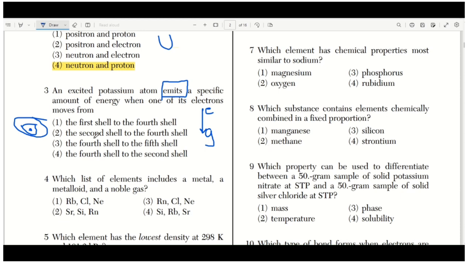Let's look at our answer choices. From first to fourth, that's going up. Second to fourth, that's going up. Fourth to fifth, that's going up. Fourth to second, that is going down. That is our answer right here, where energy is going to be released or emitted. Also, a fun fact I'd like to point out for this question is that you can play the game of one of these things is not like the others. If three of these have an increase and one has a decrease in the energy levels, it should be obvious which one is the answer.